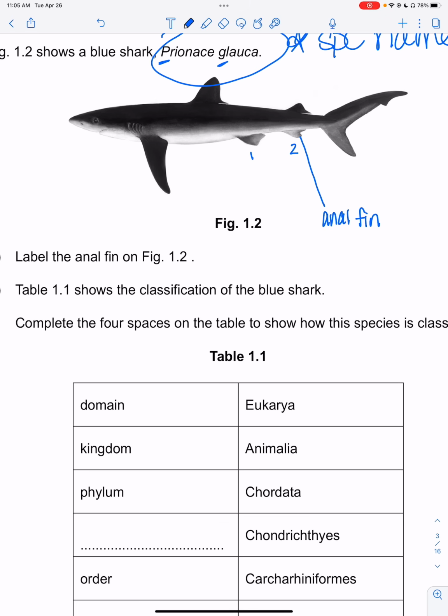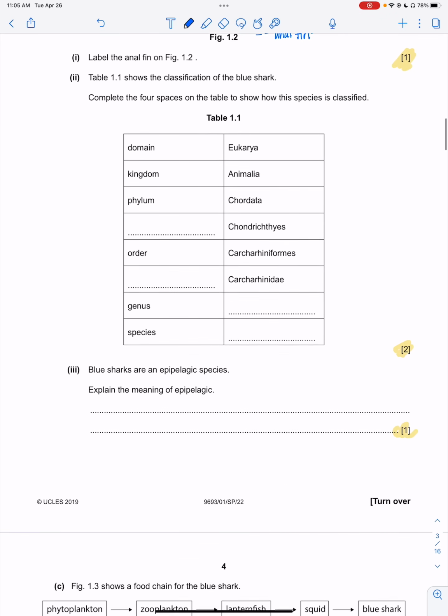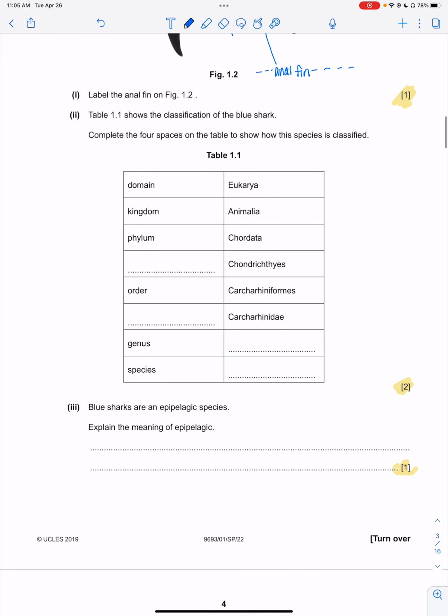Notice I'm not going to highlight it, but notice that this is written horizontally, right? I'm not writing anal fin like this. We're not going to do that. Horizontally, it's made with a ruler, ideally, and yeah, there we go. So that one's done.